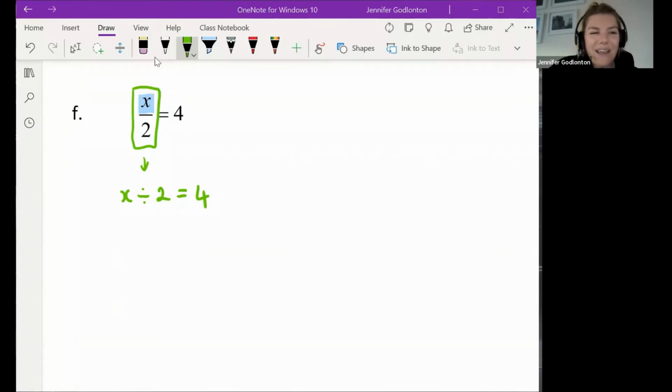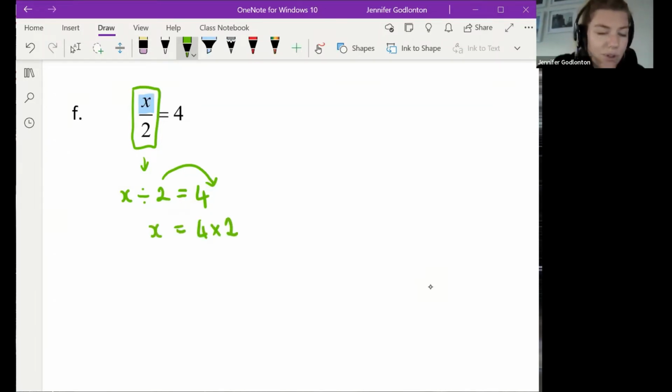Okay, so you don't have to write this step. I'm just showing you what that means. If we have x over 2, what that means is x divided by 2. So when I'm moving it onto the other side, remember we're doing the opposite operation. So then it's going to be 4 times 2. It just makes it easier to see why you're multiplying by 2 on the other side. And so then we land up with x is equal to 8.